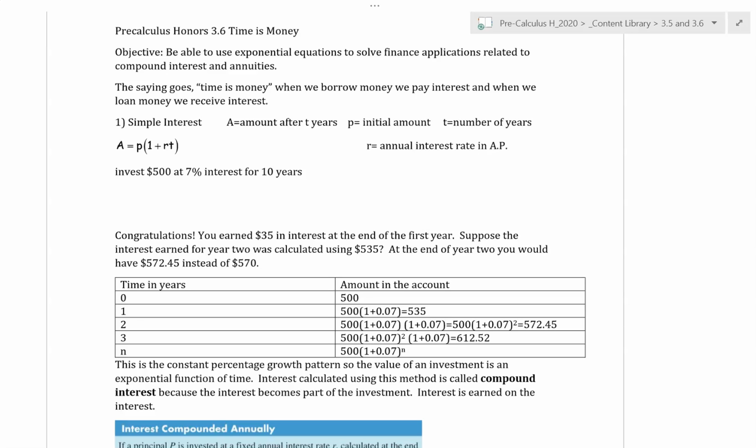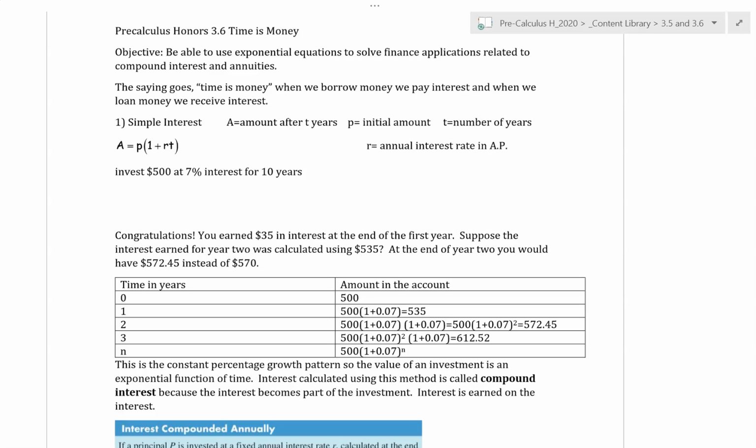Hi, pre-calculus honors. So today we're going to do notes on 3.6 and the theme is time is money. Our objective is to be able to use exponential equations to solve finance applications related to compound interest and annuities. So the saying goes, time is money.